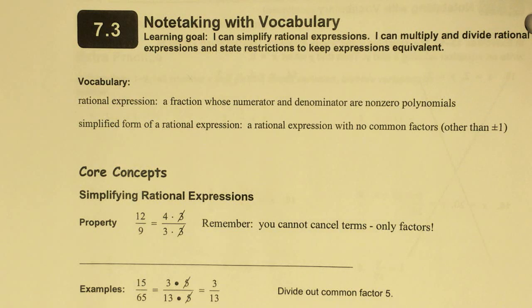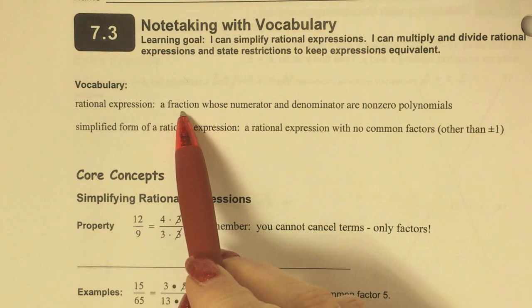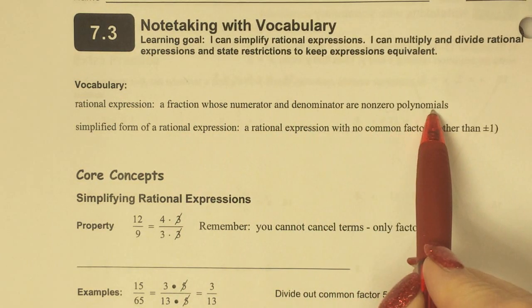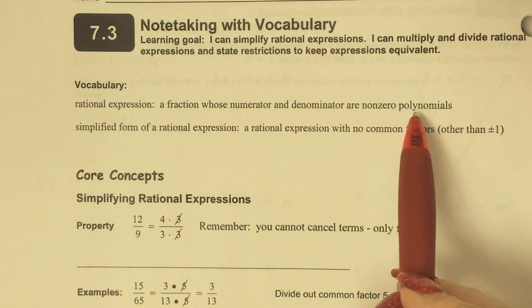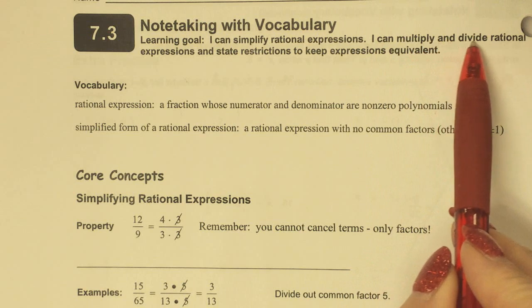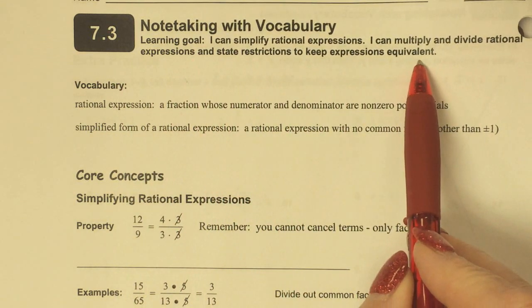Alright guys, so today we're going to be looking at section 7.3. This is all about simplifying rational expressions. Rational just means fractional, and the numerator and denominator are non-zero polynomials. Polynomials are just like x squareds and things like that. I can multiply and divide rational expressions and state restrictions to keep expressions equivalent.